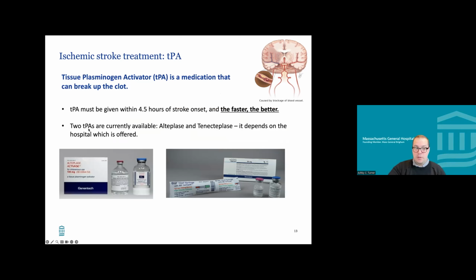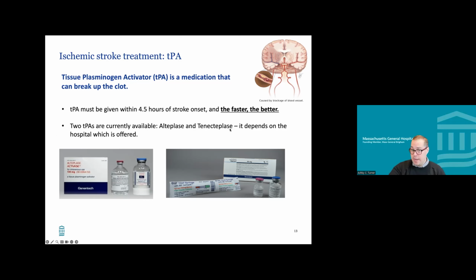Really, as I've also alluded to, we have 2 of these medications available: Alteplase, which is the same as the TPA, or Tenecteplase, which is a slight variant. And it depends on which hospital you go to, what the hospital uses. Both are thought to be essentially equivalent. So it's not that one, as we know right now, is really better than the other.